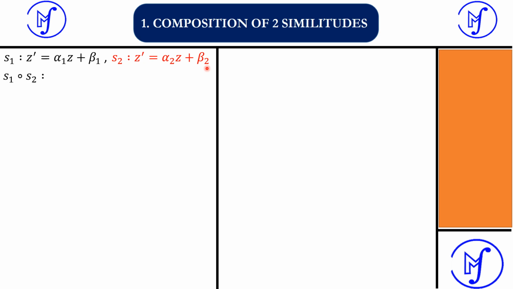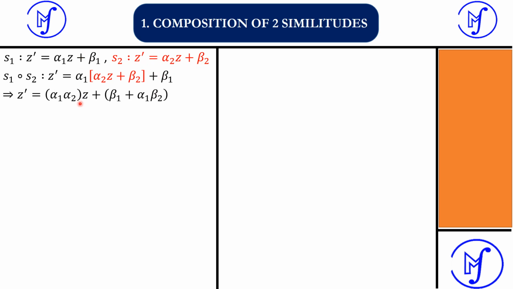Now we need to do the composition of these two similitudes, meaning S1 of S2. What does this mean? It means that we should take the similitude S2 and we replace it in S1. So doing that, it simply means we take the z prime of S2 and we replace it with the z of S1. So we have z prime to be alpha 1 times z, but the z becomes alpha 2 z plus beta 2 because it is the z prime of S2, then plus beta 1.